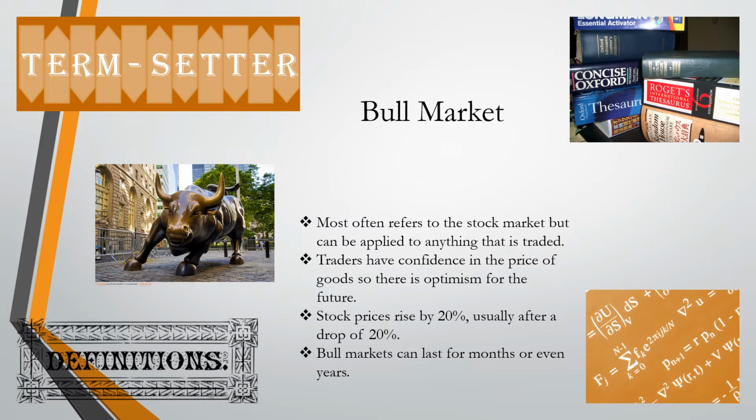While there is no specific or universal metric used to identify a bull market, perhaps the most common definition is a situation in which stock prices rise by at least 20%, usually after a drop of 20%, and before a second 20% decline. Since bull markets are difficult to predict, analysts can typically only recognize this phenomenon after it has happened, and bull markets can last for months or even years.